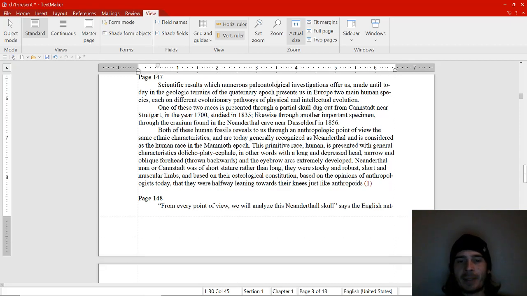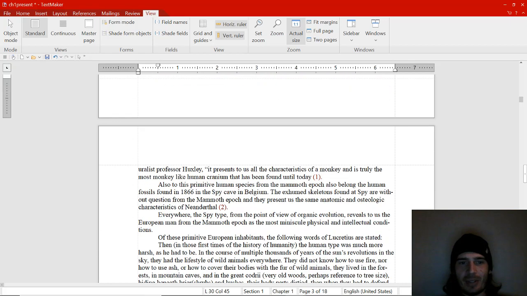Page 148. From every point of view, we will analyze this Neanderthal skull, says the English naturalist Professor Huxley. It represents to us all the characteristics of a monkey and is truly the most monkey-like human cranium that has been found until today. Also, to this primitive human species from the Mammoth epoch belong the human fossils found in 1866 in the Spy Cave in Belgium.